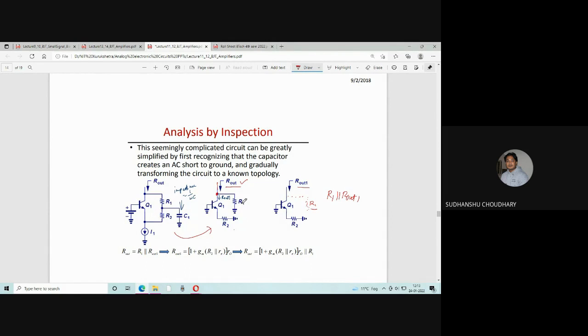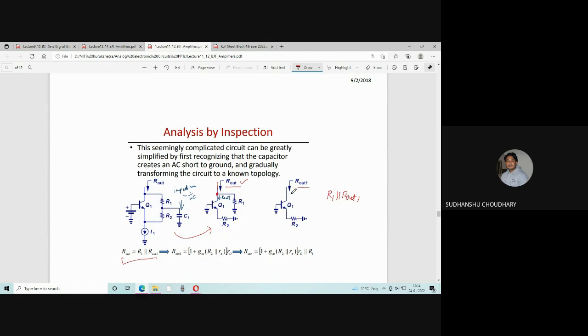Okay. Because R1 is here, one can connect R1 over here for finding out the total impedance. That is Rout. So this way one can simplify this circuit further. One can write this big Rout as Rout1 parallel to R1. And Rout1 can be found easily because this is again a known configuration.